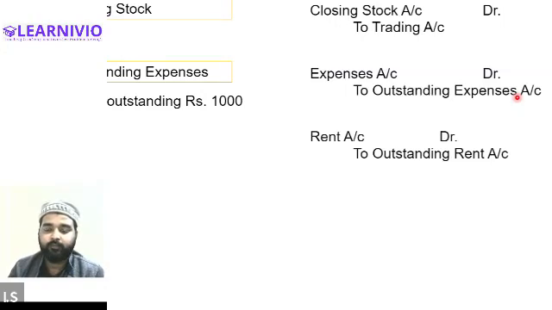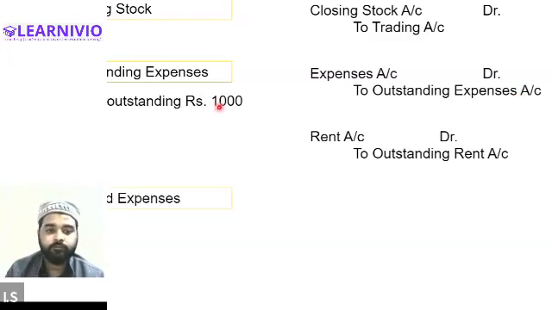Getting my point? We have to debit the expense, whatever expenses we have incurred. If wages are outstanding, then we will debit the wages account. If rent is outstanding, then we will debit the rent account, and we will credit outstanding wages or outstanding rent, whatever expense is outstanding. Tell me, Alexander and Hamad, is this clear to both of you? Yes, sir. All right.